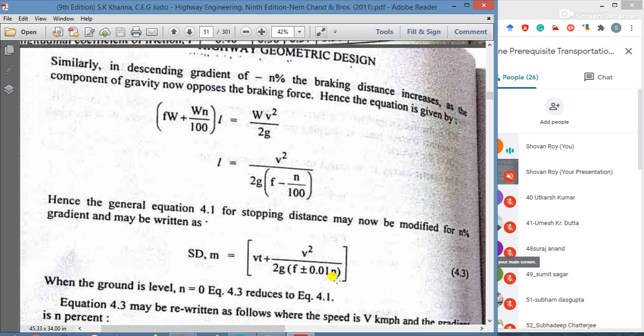If in your question it is mentioned that a gradient is present, it should also be mentioned whether it is ascending or descending. One question may come for ascending, and one question may come for descending gradient. The value of the slope should be mentioned in the question. So the n value will be available from the question, V will also be available, T reaction time is normally 2.5, and g is 9.8.